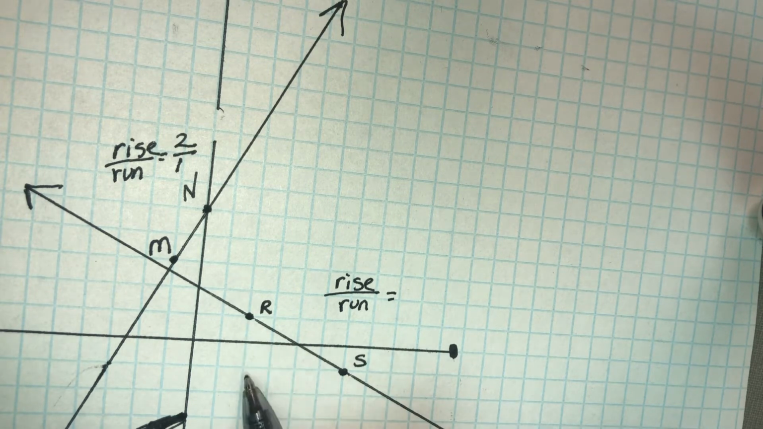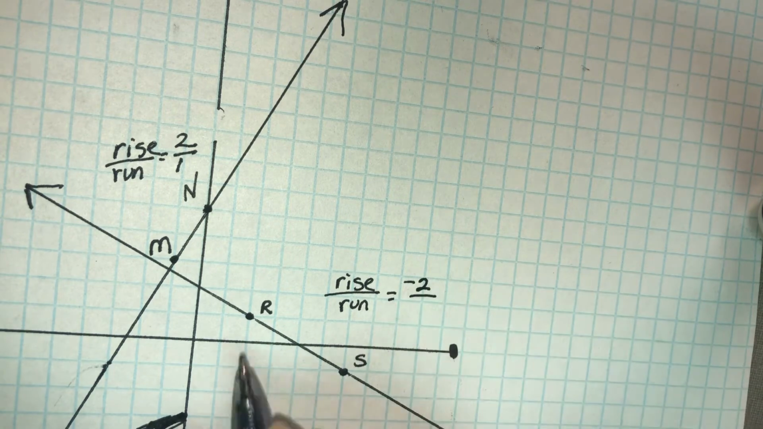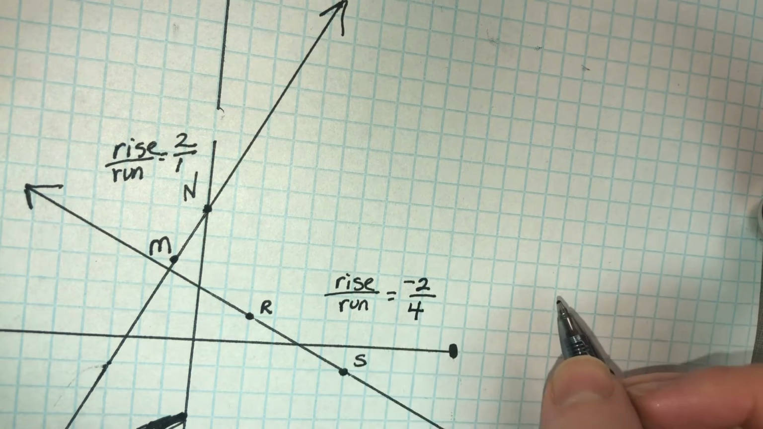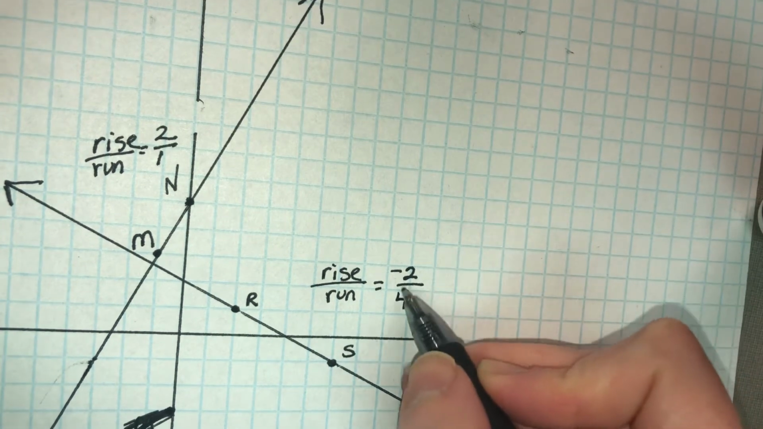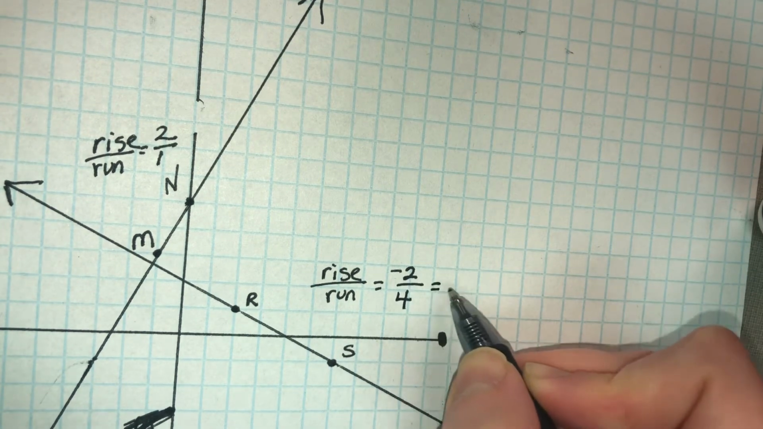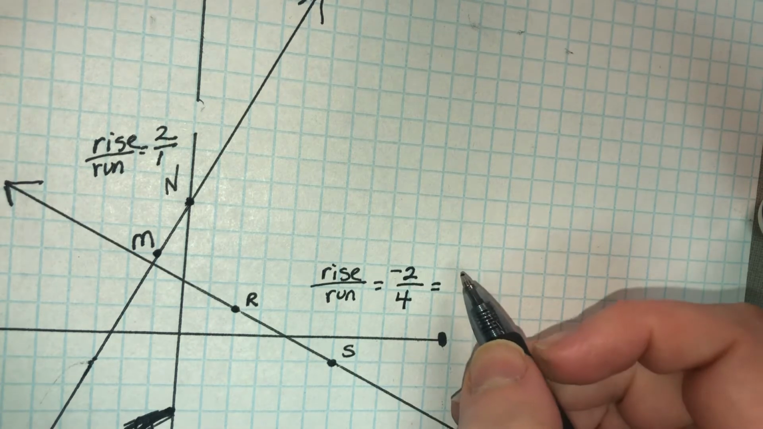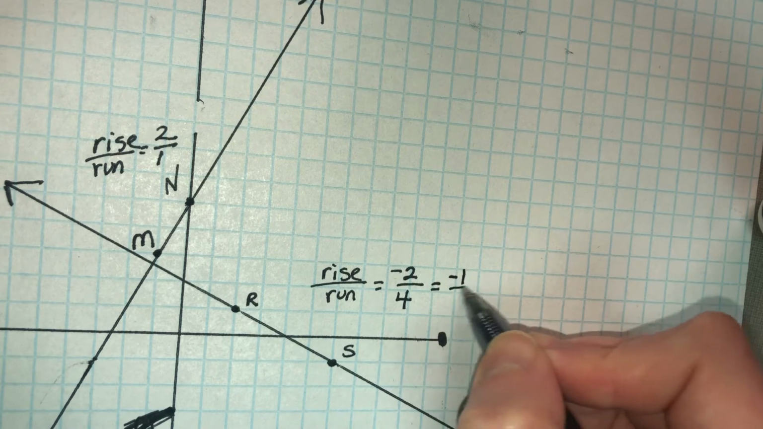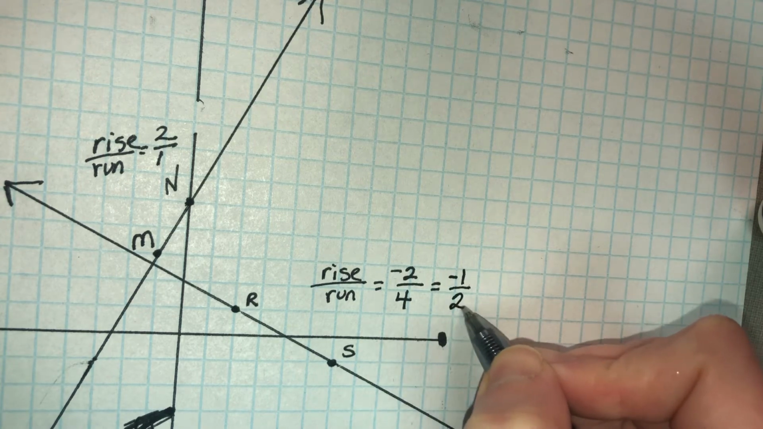So down 1, 2 is a rise of -2. And then the run is 1, 2, 3, 4. Okay, that fraction is not simplified because 2 goes into both of these values in the numerator and the denominator. -2 divided by 2 is -1, and 4 divided by 2 is 2.